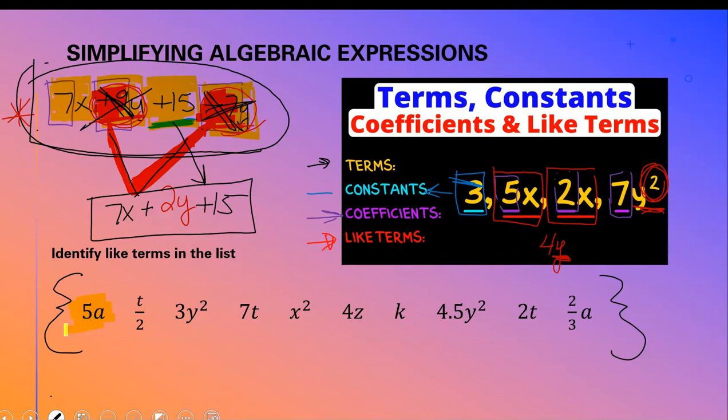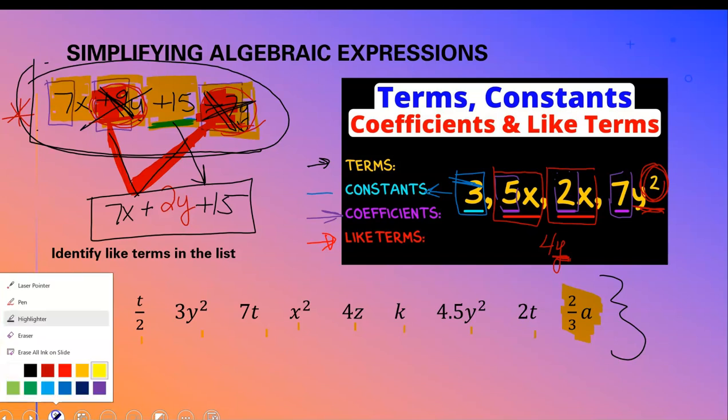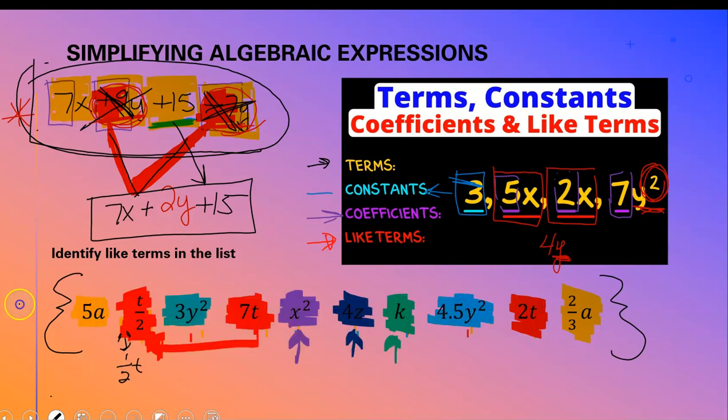Remember, a like term has the same variable, in this case an a, and the same power. So let's take a look and see if we can find a term with just a, and yeah, there might be a number attached to it somewhere. Nope, nope. And right here at the very end, I see an a. Yeah, it has a fraction attached to it, but those are still like terms. So these two, the 5a and the 2/3 a, could be combined. And then just keep going down the list just like so.